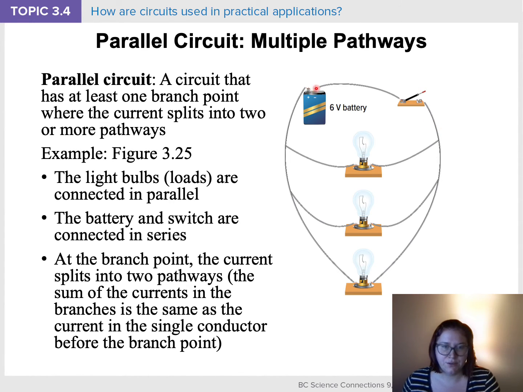So we're going to get into doing calculations with current next lesson, but as the current comes here, 1/3 of the electrons goes to this path, 1/3 of the electrons goes to the second path, to the second light bulb, and 1/3 of the electrons comes to the third one. So if you added up the current in these three light bulbs, it would be equal to the current over here in the wire connected to the battery, or right here, or right here.